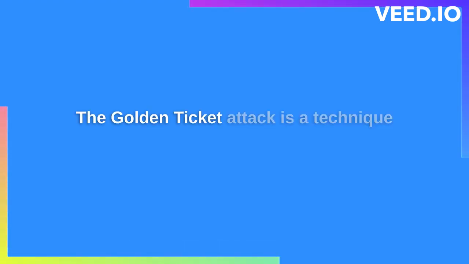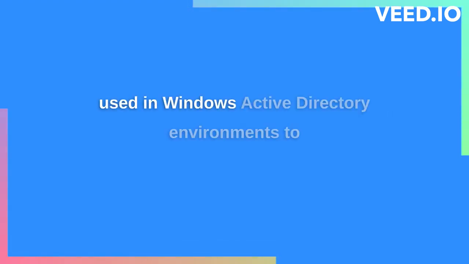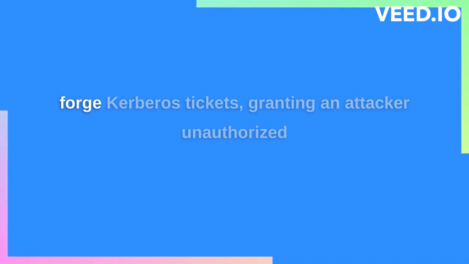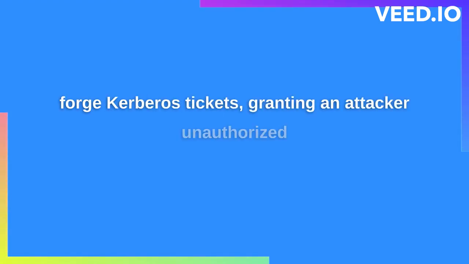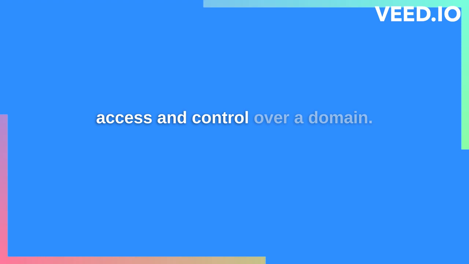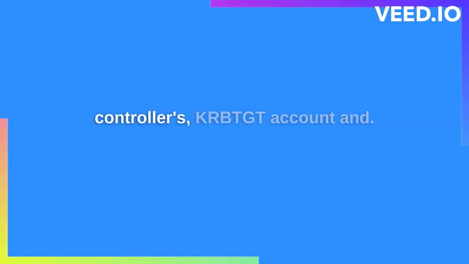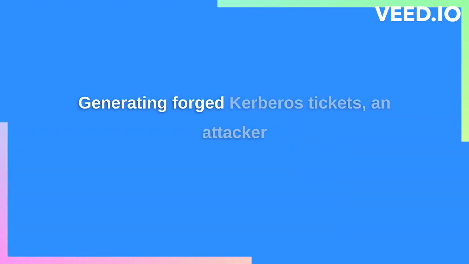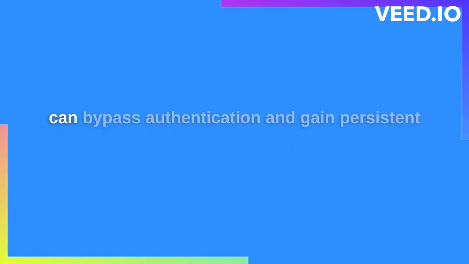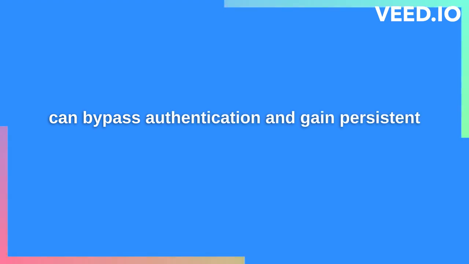What is the golden ticket attack? The golden ticket attack is a technique used in Windows Active Directory environments to forge Kerberos tickets, granting an attacker unauthorized access and control over a domain. By compromising the domain controller's KRBTGT account and generating forged Kerberos tickets, an attacker can bypass authentication and gain persistent administrative access to the domain.